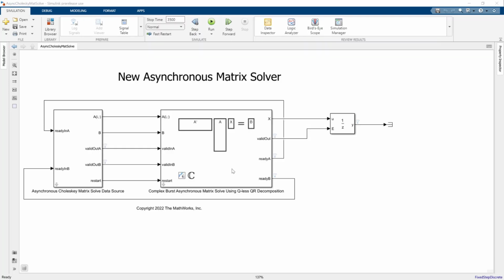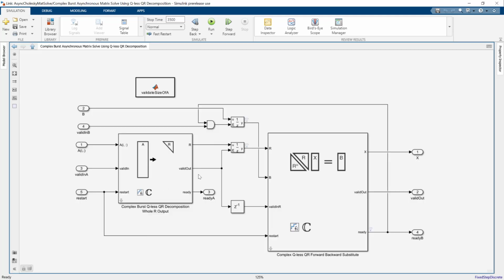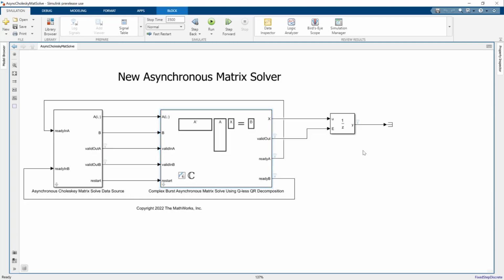The last new feature we added is a new set of blocks that support asynchronous Cholesky matrix solve. These blocks solve the linear system A transpose A times X equals B. If we look under the mask, this block consists of two major parts, the QLS QR decomposition and forward-backward substitution. In the asynchronous implementation, the substitution block does not wait for the result from QR, but runs continuously using the latest buffered data.